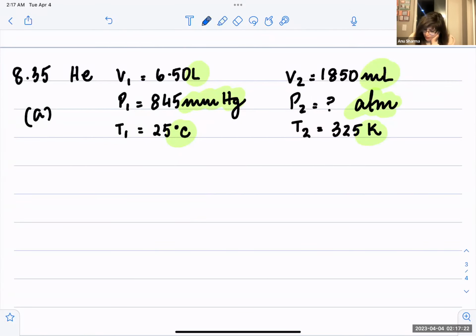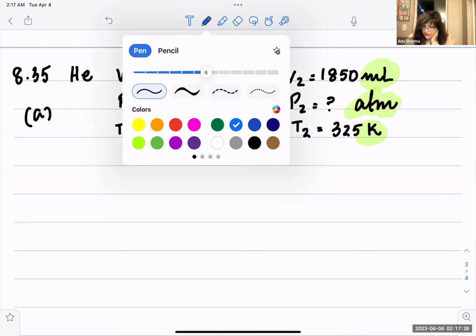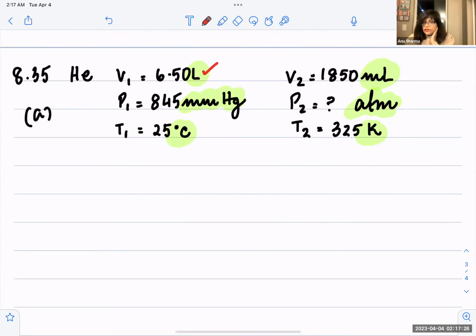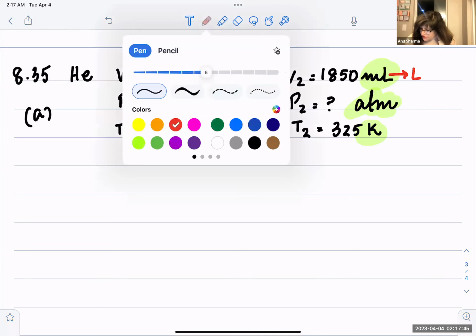Number one, V1. So we need it in liters. Liter is a standard unit, so keep it. But this one, you need to convert into liters. Once again, millimeters of mercury and ATM, both of them are standard, but the answer is in ATM, so this one needs to be converted to ATM. And then this one needs to be converted to Kelvin.